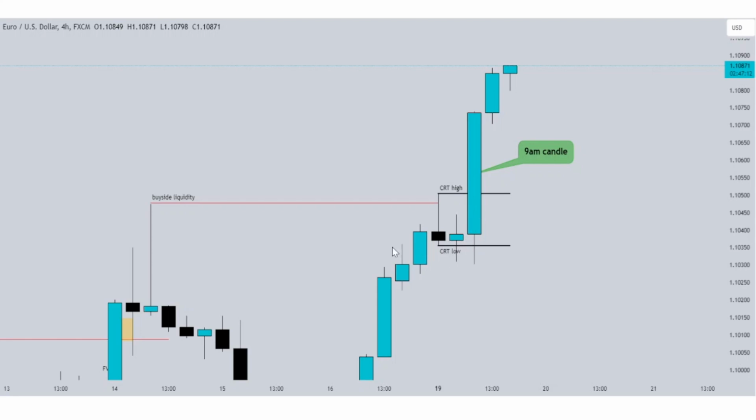You're already outlining your premium and discounts. You can read price and you're anticipating a specific direction before taking the trade, aiming for price to trade to another liquidity pool, either a high or a low, which in this example was anticipating higher prices to take out the CRT high, which is the 9 a.m. candle.